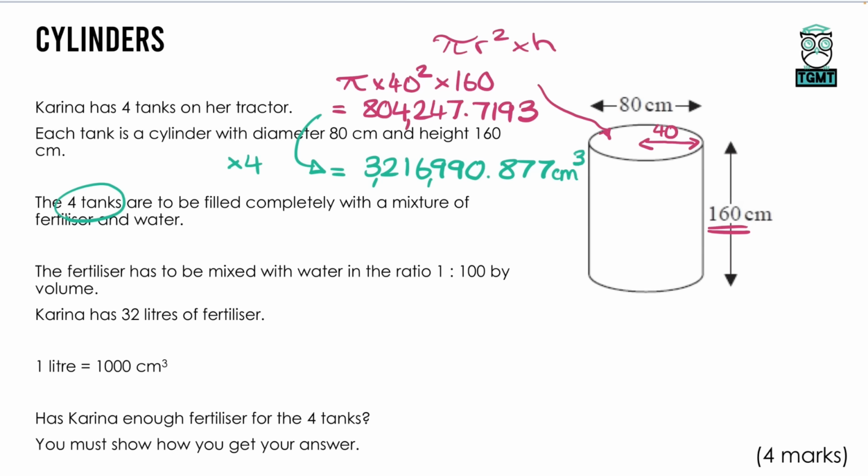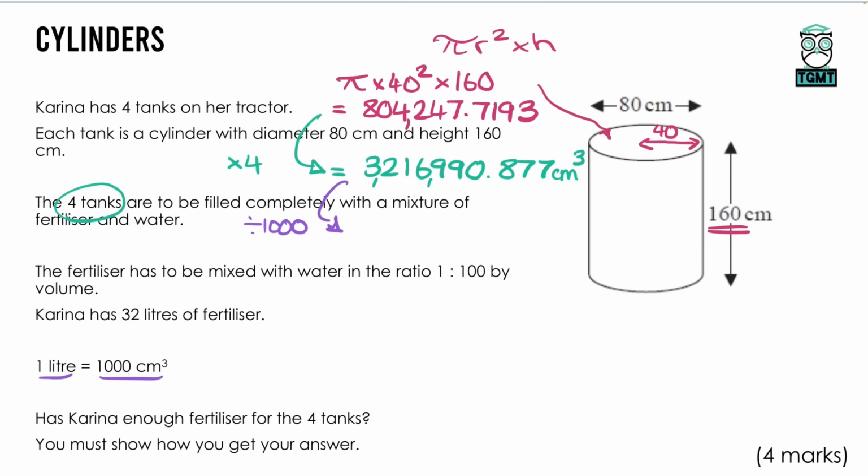Right, so we're getting some very large numbers. Now, it says here, Karina has 32 litres of fertiliser, and it's going to be mixed in the ratio with water 1 to 100. So we're going to need to work out exactly how much volume we have here, but that's given to us in litres, and we're currently working in centimetre cubed. So completely up to you. You could either convert the 32 litres into centimetre cubed and keep dealing with very large numbers, or we could turn this volume now into litres, and we can do that just by dividing by 1,000, as it's 1 litre for 1,000 centimetre cubed. So if we divide that by 1,000, at least we're going to get some slightly smaller numbers.